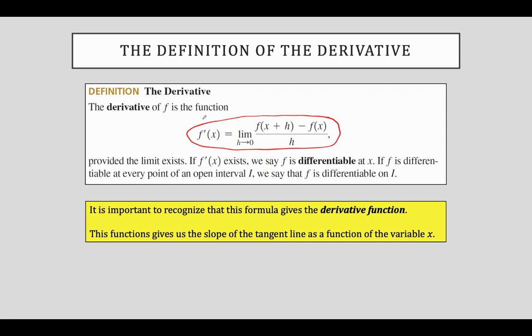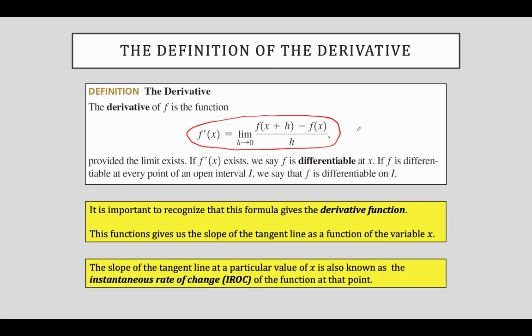We said, when we take the limit as h approaches 0 of our difference quotient, we are going to get the slope of our tangent line. Now, the slope of the tangent line at a particular value of x is also known as the instantaneous rate of change of the function, abbreviated the IROC, at that point. We'll talk about finding the instantaneous rate of change at a particular point, the slope of the tangent line at a particular point, in some examples coming up.